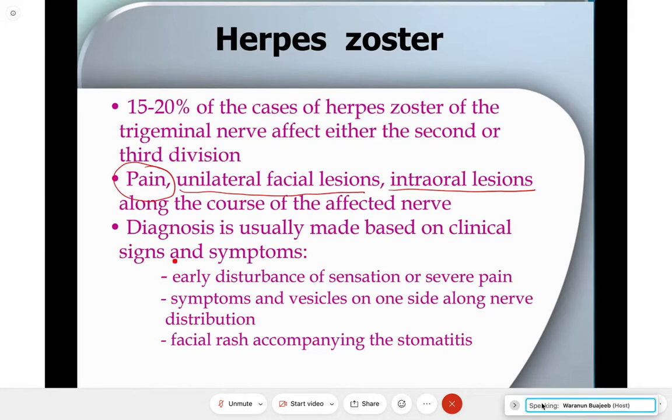So all these are very important. It's quite easy if the patient also has a facial rash or skin lesion. It's not difficult to diagnose.